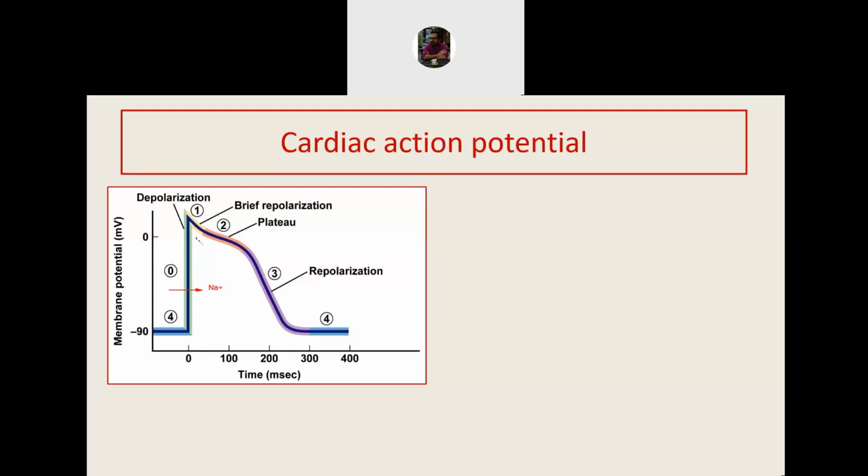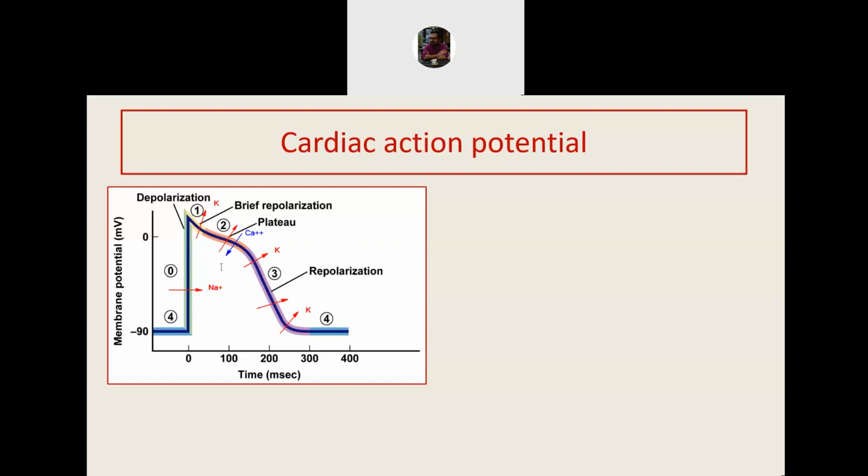From phase 1 onwards, there is efflux of potassium throughout. So potassium starts to go out through different types of potassium channels. The initial efflux of potassium brings down the action potential and is known as the brief repolarization or early repolarization. Then simultaneous with potassium, we see that there is entry of calcium. This entry of calcium and the exit of potassium maintains the plateau phase.